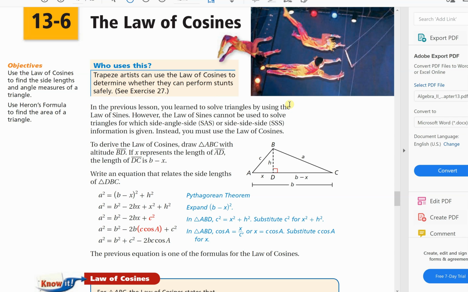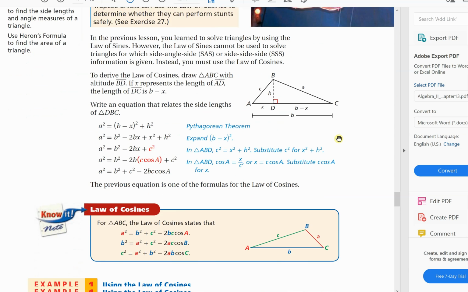This is probably the last lesson because the law of cosines seems to be the most complicated of the three, or the two, I should say, but what's nice is it always works. There's not that ambiguity that you can get with the law of sines. What does it look like? It looks like this.